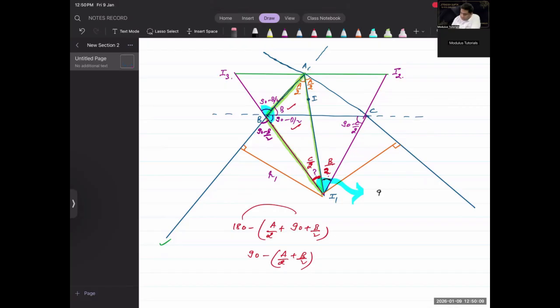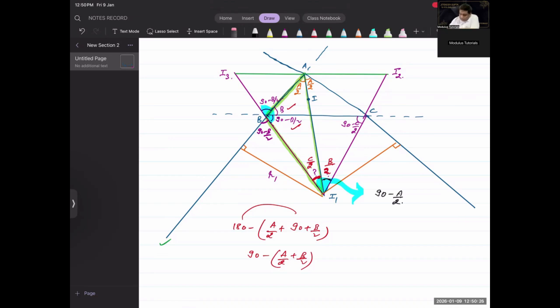90 minus A by 2. This total angle that you have, I1 will be 90 minus A by 2. I hope, guys, this is very clear. I hope there is absolutely no problem. So far, so good, guys. I hope this is very clear.